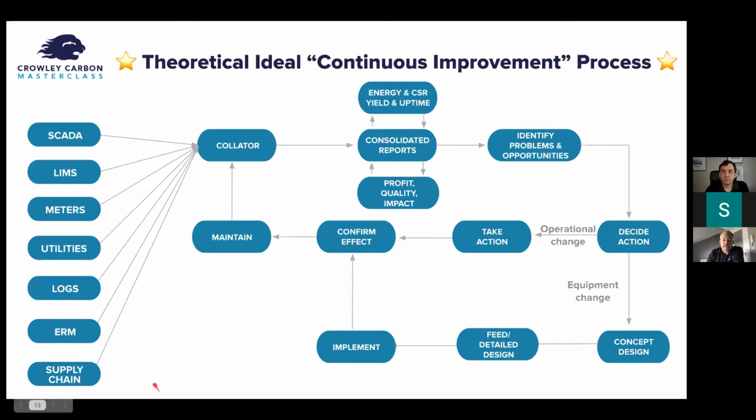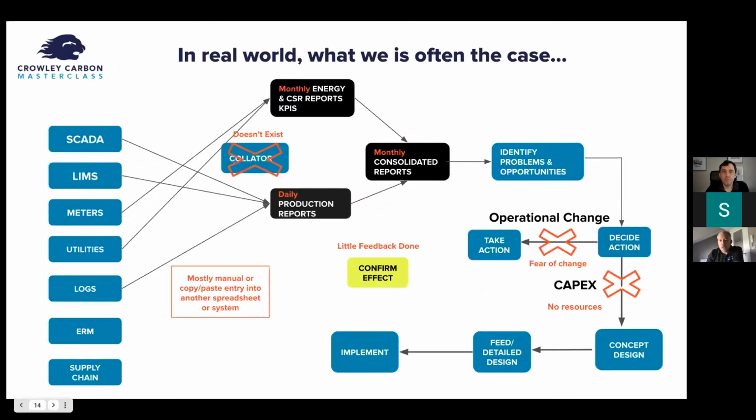Now, this is the ideal, and some organizations can achieve that. Often the case, it's a lot more disparate and disjointed because of what we outlined in thoughts 1 and 2. There's various different systems. Sites have acquired different sites. There's no common systems, there's no common engineering standards, and so on. The real world is different, and what we often see is around this. The collation piece doesn't exist.